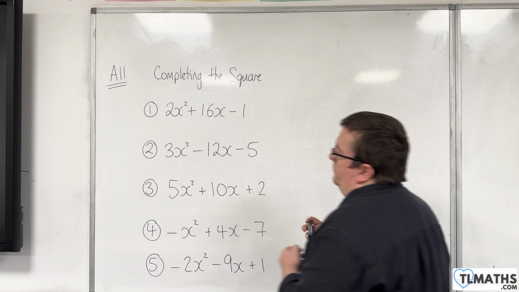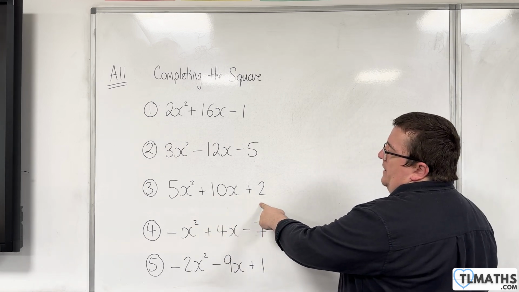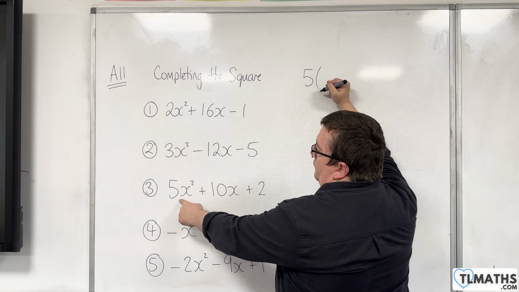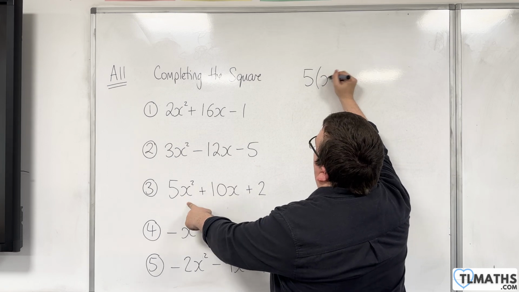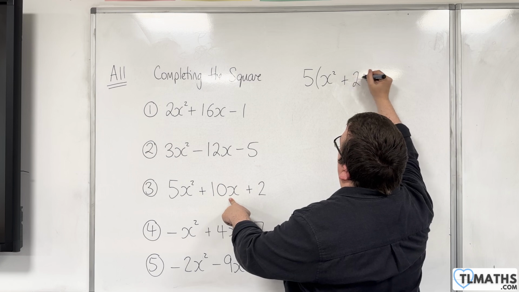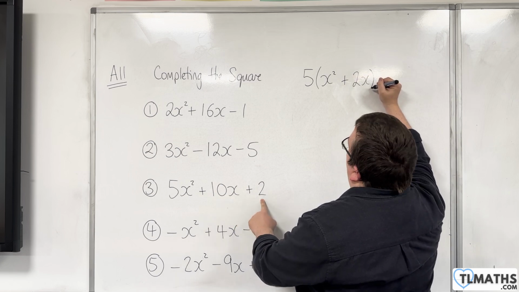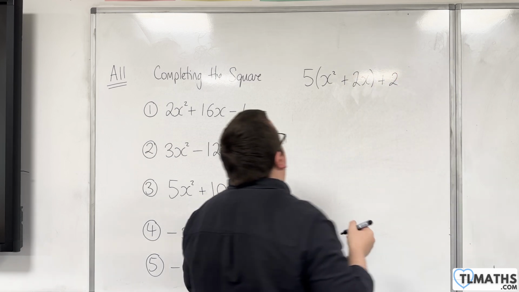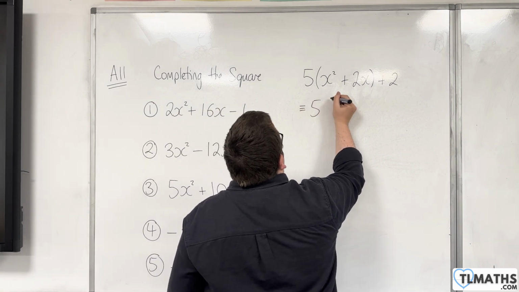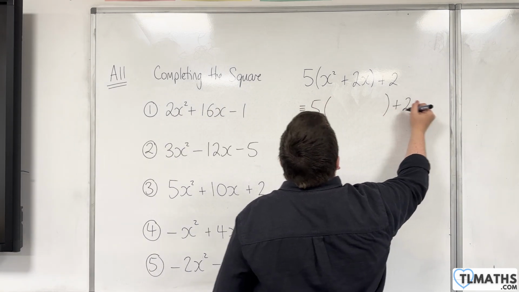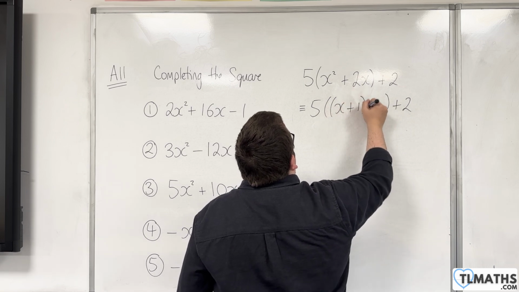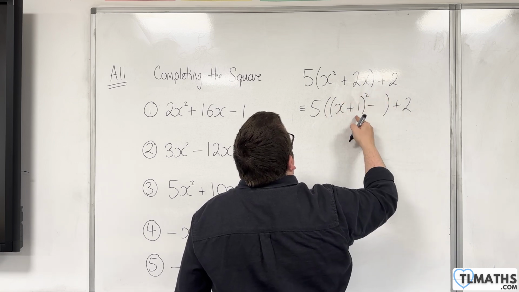Right, number 3. 5x squared plus 10x plus 2. So first of all, factor 5 out of the first 2 terms. So x squared, and then 5 lots of 2x will make the 10x. And we've still got the plus 2 on the end. Then we need to complete the square on what's inside the bracket. So x and then half of 2 is 1 squared. Take away 1 squared.